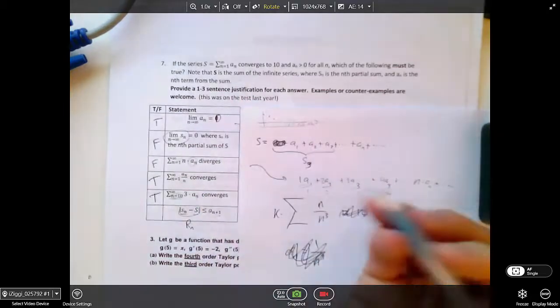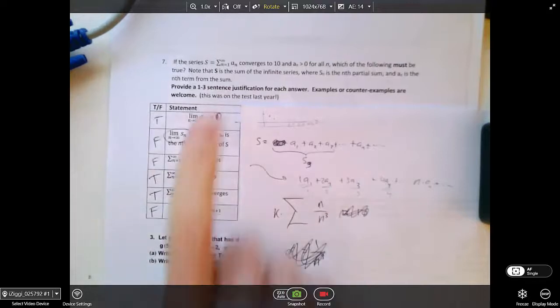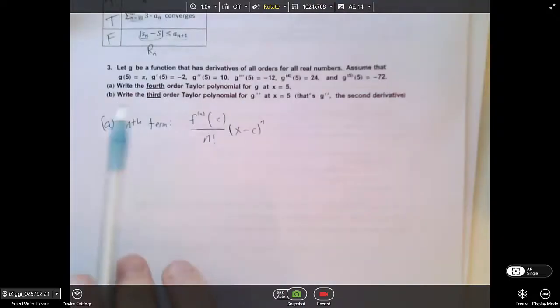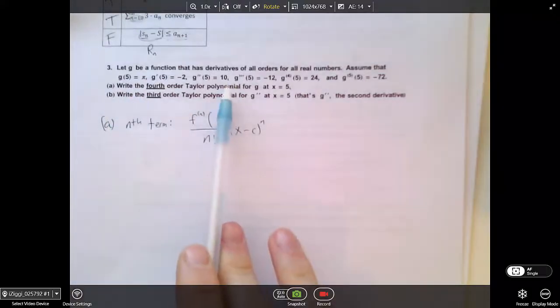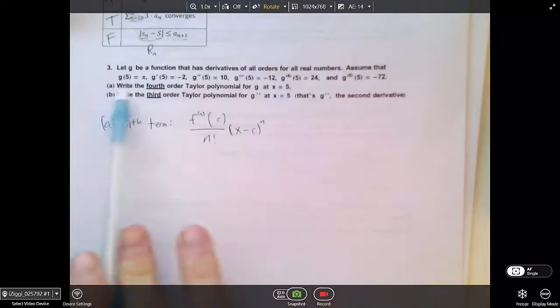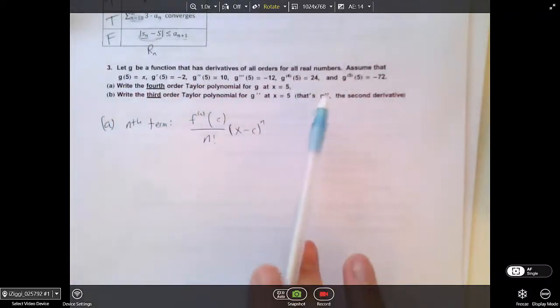But the problem is this isn't an alternating series, so this rule doesn't apply. But it would apply if it were an alternating series. For this problem, g is a function that has derivatives for all orders on all real numbers, and then it's telling us what are the values of the function and many of its derivatives evaluated at x equals 5.